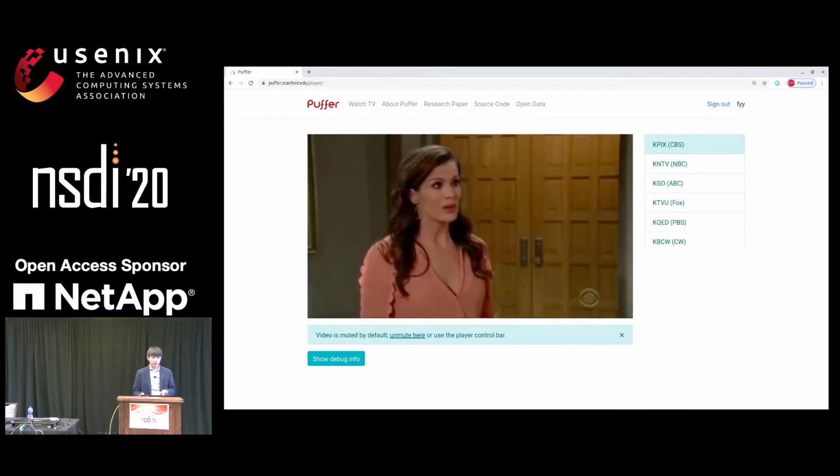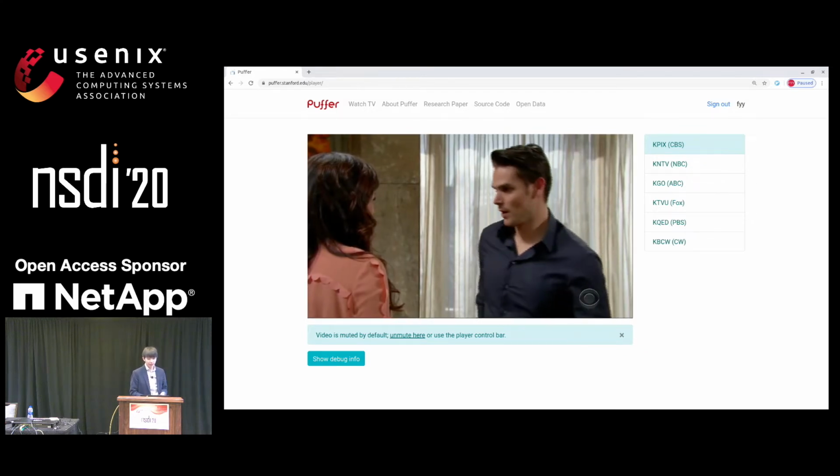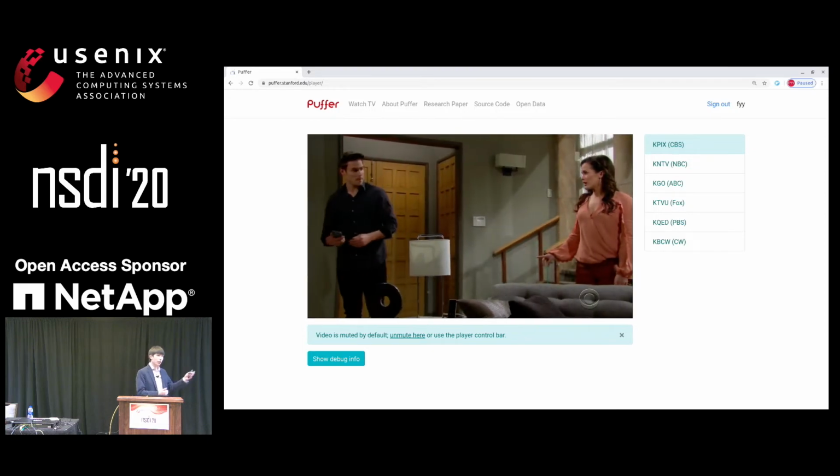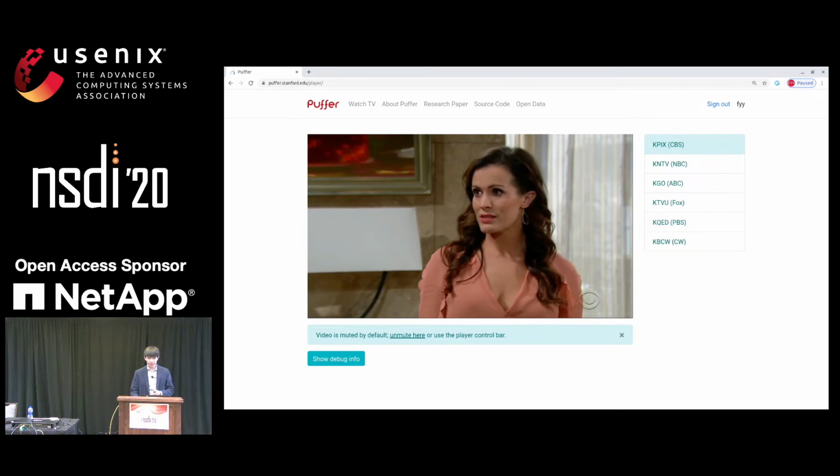We use Puffer to carry out a randomized experiment. So each time you reload the page, you will be randomly assigned to one of the ABR schemes being tested.